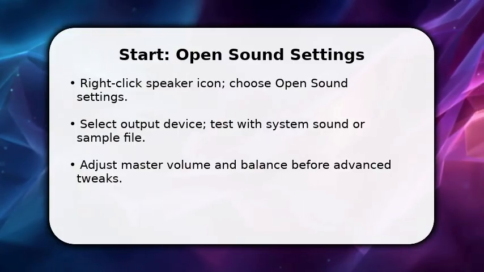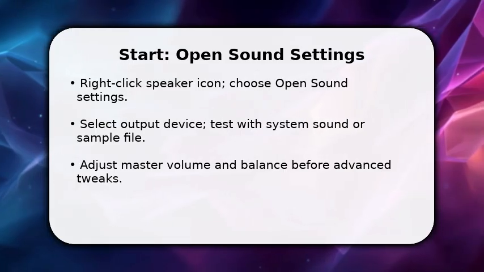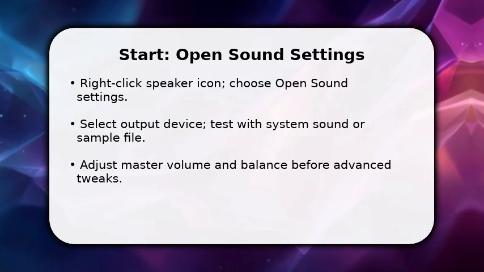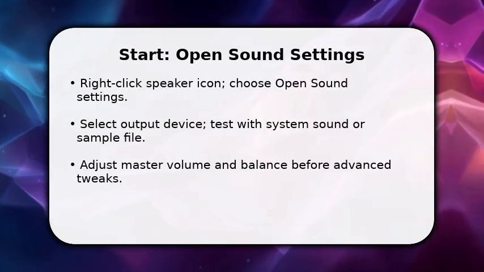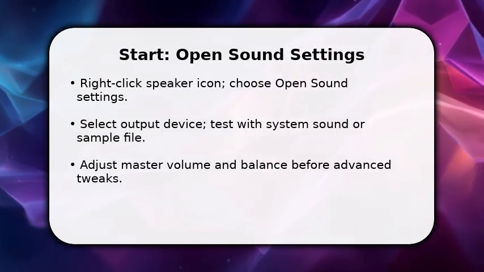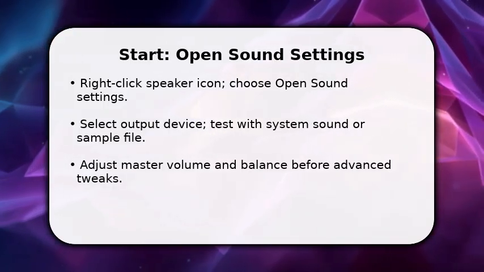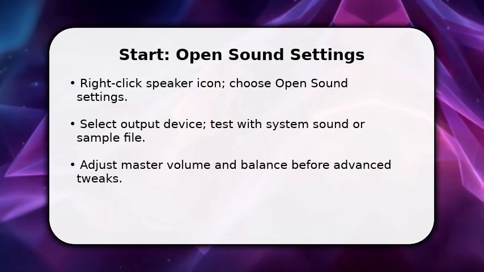You begin by opening sound settings directly from the taskbar. This gets you into the control surface quickly. Once there, select the output device you want to configure so you're not adjusting the wrong hardware. Make sure to play a short test sound or sample file to verify audio is active.